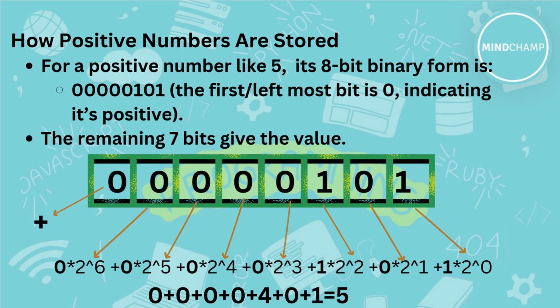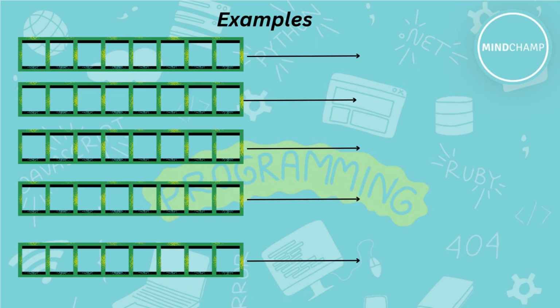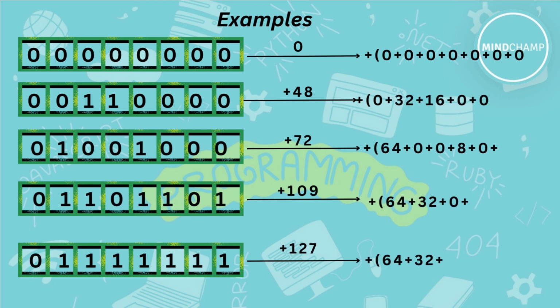Now, let's see how positive numbers are stored. For a positive number like 5, its 8-bit binary form is 00000101. The leftmost bit is 0, indicating it's positive. The remaining 7 bits give the value. Now pause the video and go through these examples to understand how binary numbers represent decimal numbers.